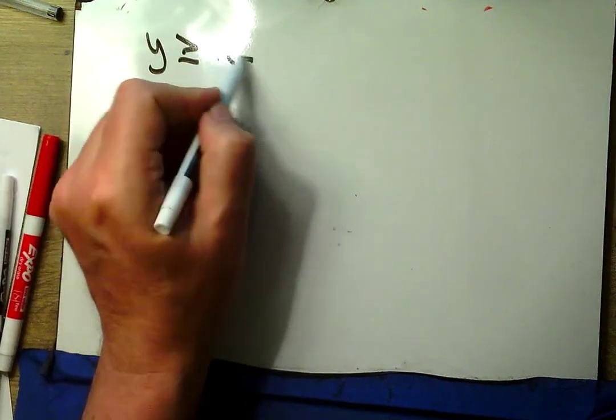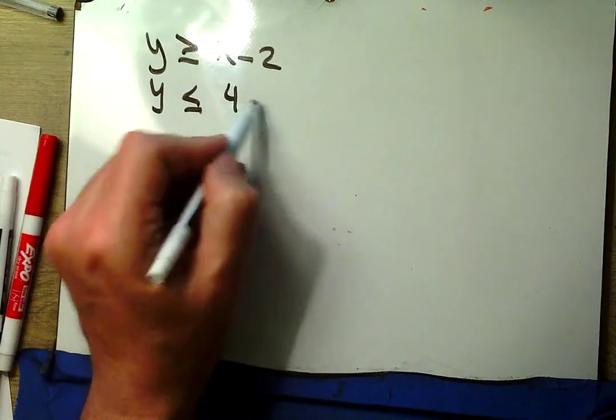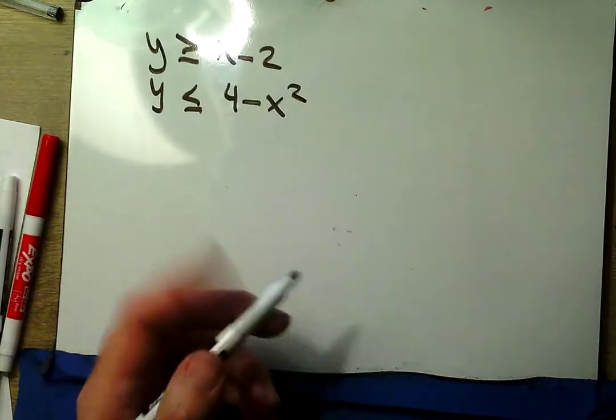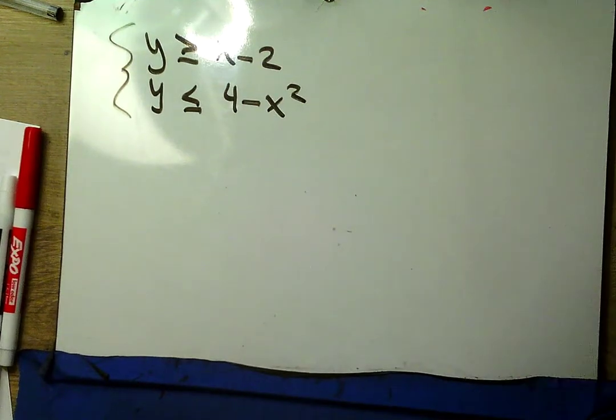Okay? All right, how about this one? What if we had y is greater than or equal to x minus 2 and y is less than or equal to 4 minus x squared? Will you find the solution to that system? We'll do one or two more of these, and then we'll move on to doing some going backwards problems.